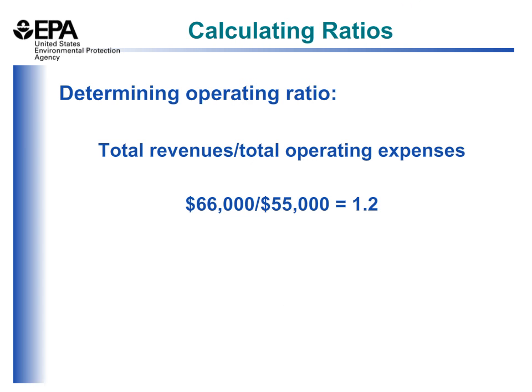Just a quick example of how to determine your operating ratio. If your total revenue is $66,000 and your total operating expense is $55,000, your operating ratio is 1.2. So you're in good shape, you're making money, and you're saving for future repairs. And you know what future repairs need to be made because you've completed your asset management steps for your utility.